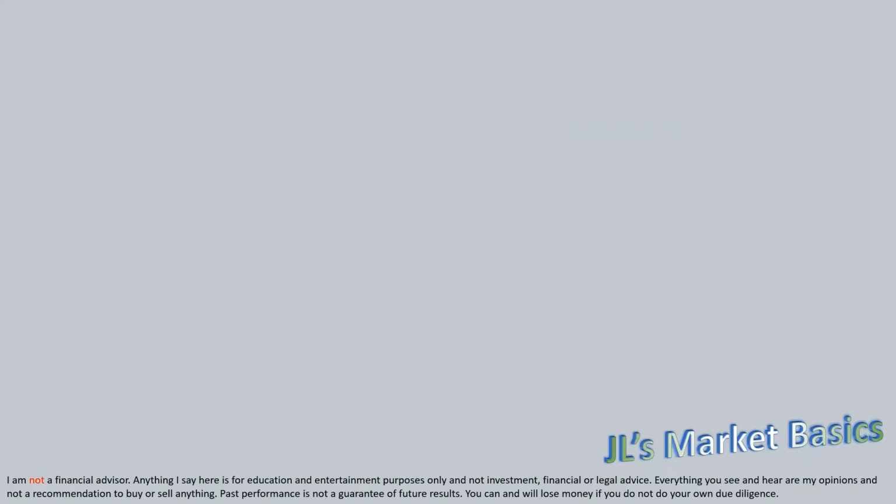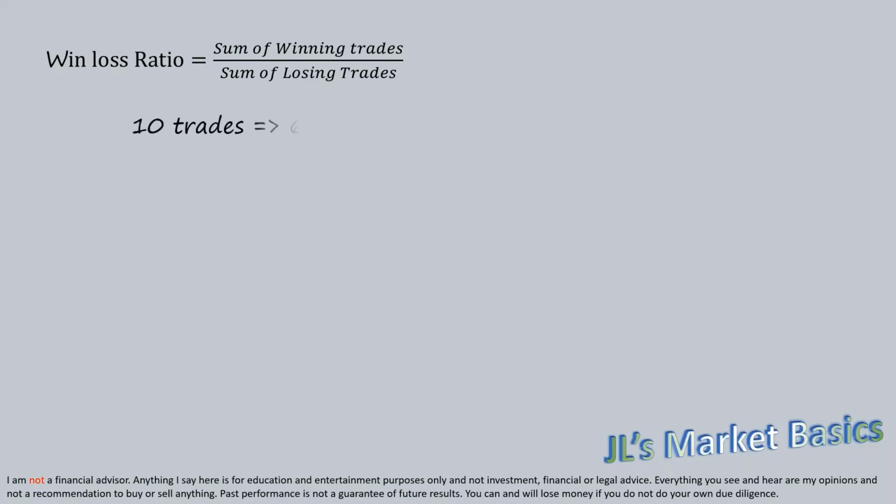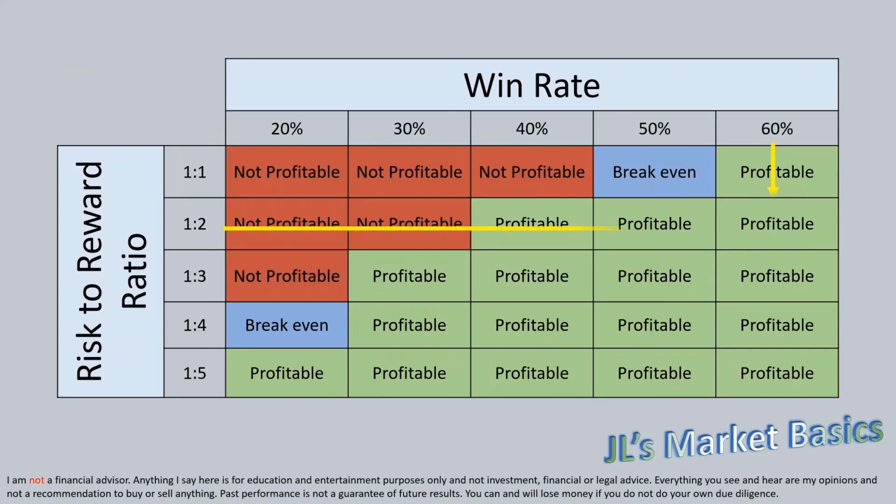Also know that a win-loss ratio less than 1 is not good. The win-loss ratio is the sum of winning trades divided by the sum of losing trades. For example, if a trader has 10 trades and 6 trades are winners and 4 are losers, the win rate is 60%. And suppose the trader used the risk to reward ratio of 1-2 on all the trades. Well, the risk to reward matrix shows that the trader should be profitable.